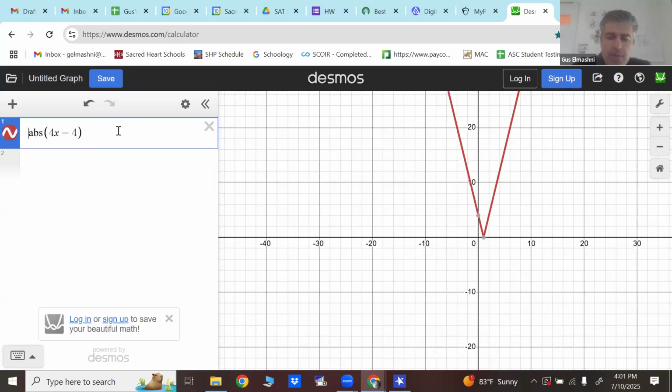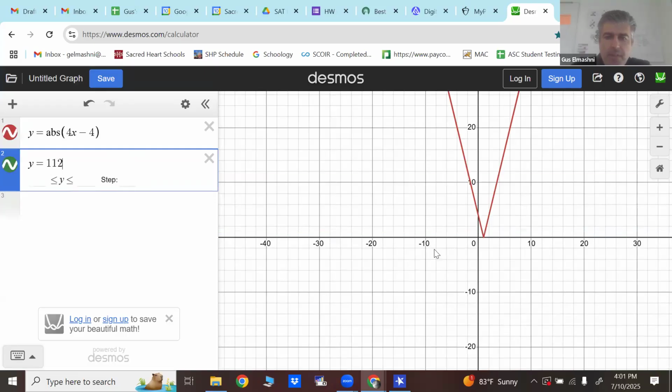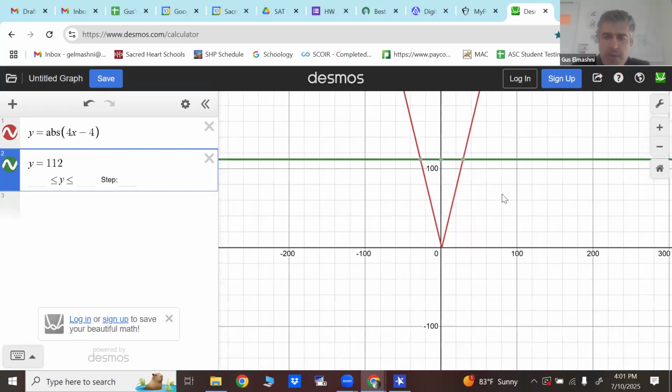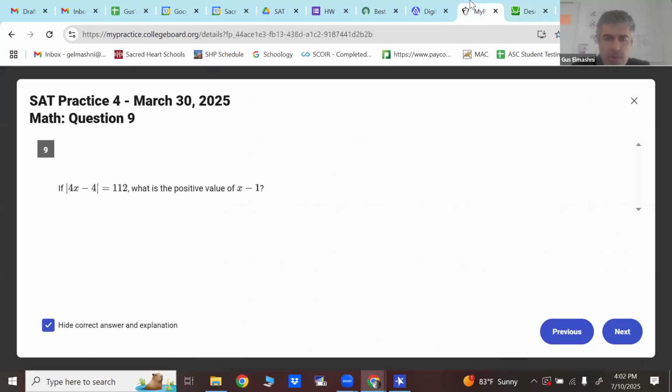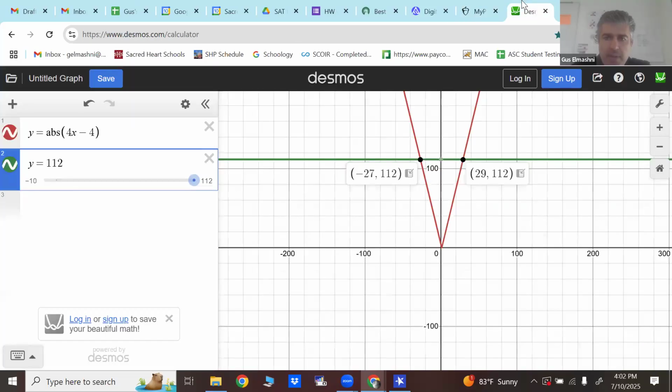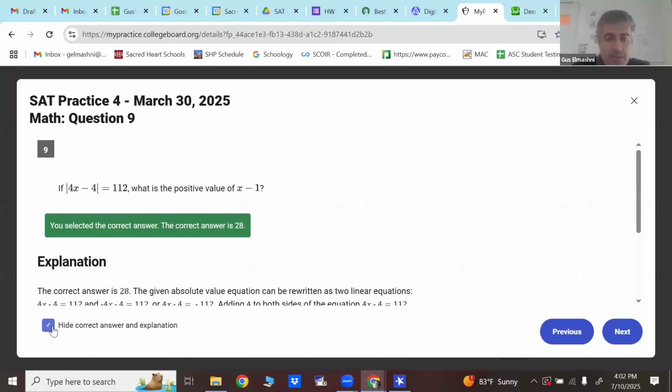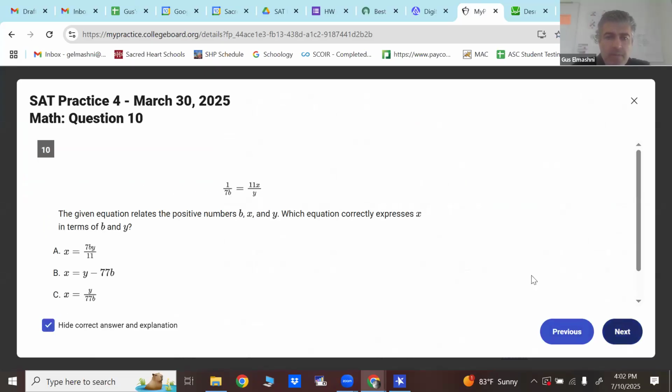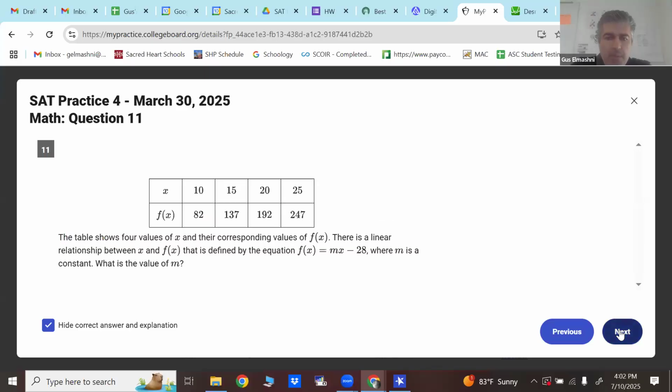is let y equal that expression and then let y equal the other side. And you can always zoom out. I have a nice mouse here. And you get those two numbers. And what's the question asking for? The positive value of x minus 1. So I'm going to go 29. 29 minus 1 is 28. Hence, the answer is 28. There you go. So that's another option to use Desmos.